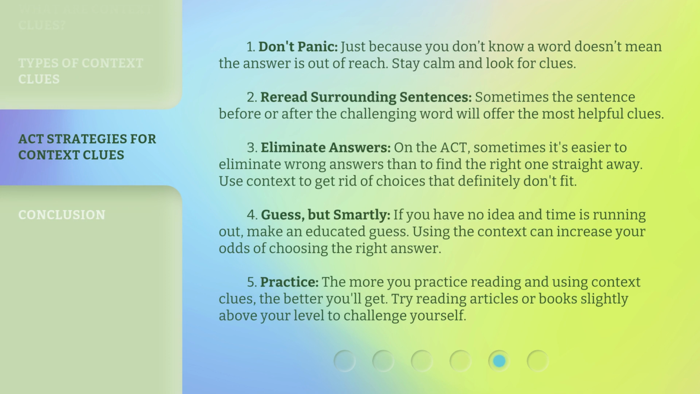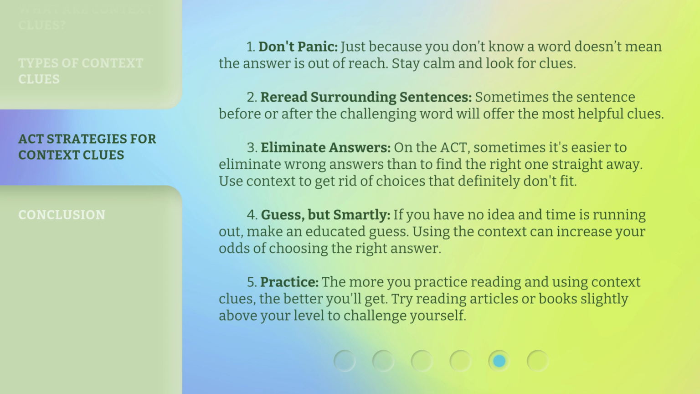1. Don't panic. Just because you don't know a word doesn't mean the answer is out of reach. Stay calm and look for clues. 2. Reread surrounding sentences. Sometimes the sentence before or after the challenging word will offer the most helpful clues. 3. Eliminate answers. On the ACT, sometimes it's easier to eliminate wrong answers than to find the right ones straight away. Use context to get rid of choices that definitely don't fit.